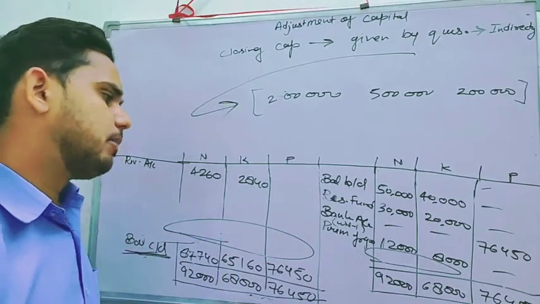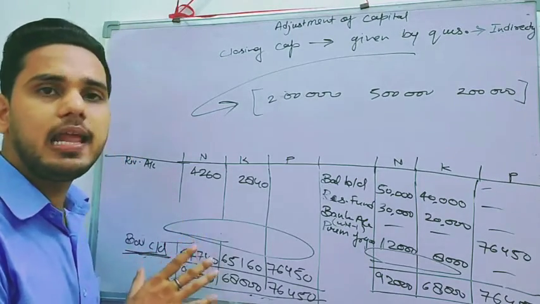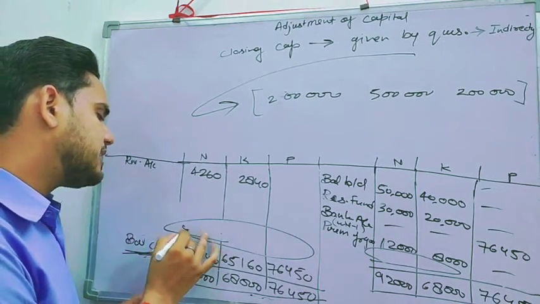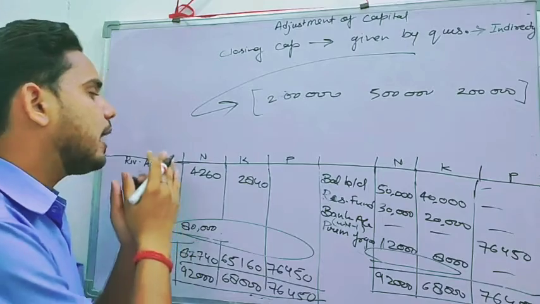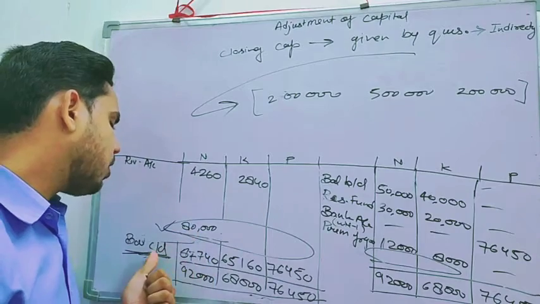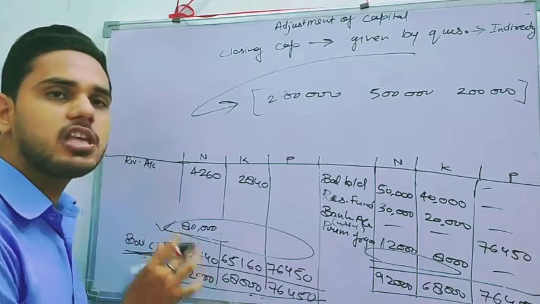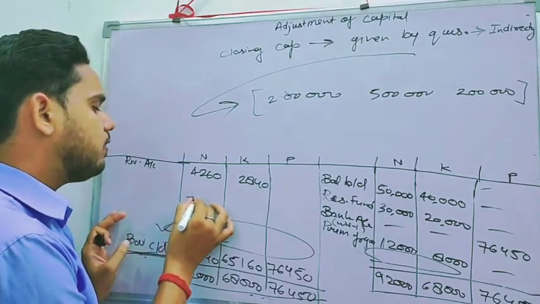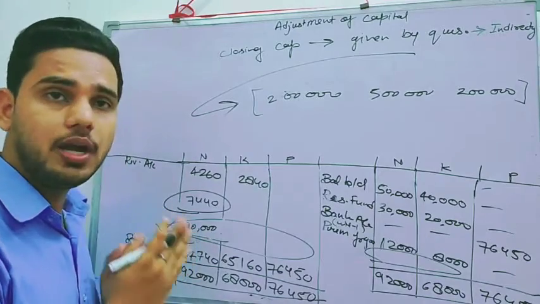How so? Very simple. For example, we know that 87740 is the balancing figure. But if we write the closing capital, let's suppose, as 80,000, because the quotient told us that N's closing capital will be 80,000, then you are writing 80,000 in place of the balancing figure 87740, so there will be 7440 short on the debit side. I hope you are getting my point.